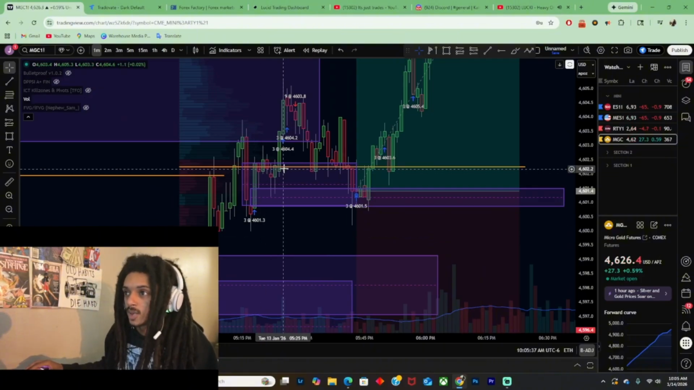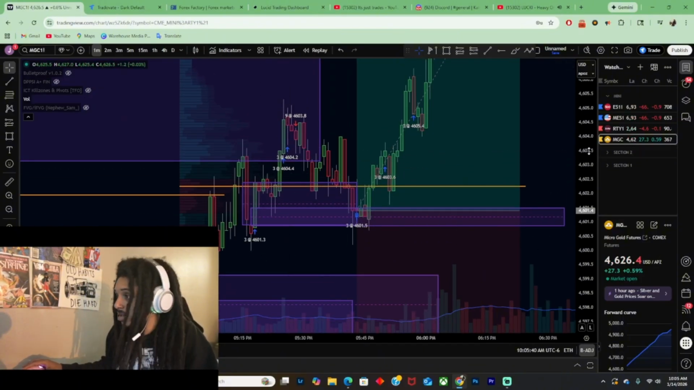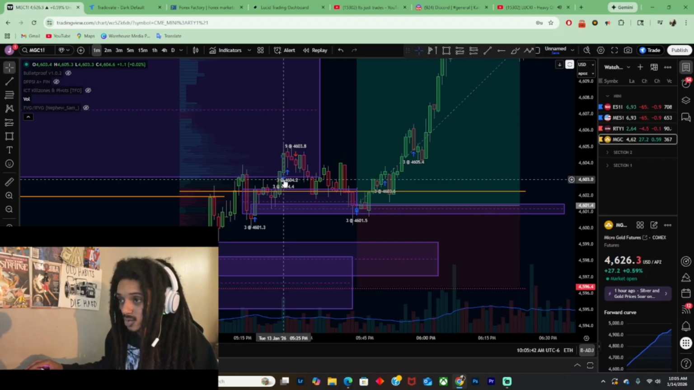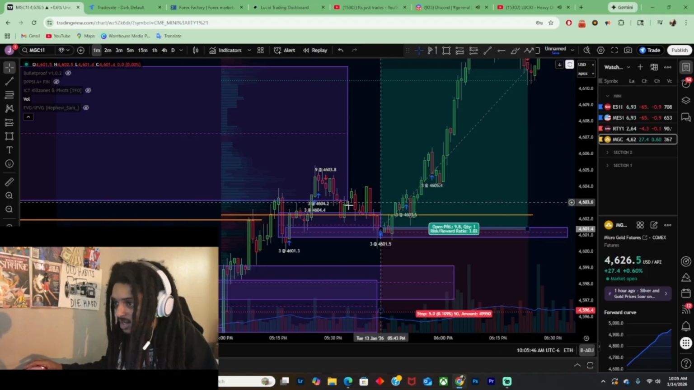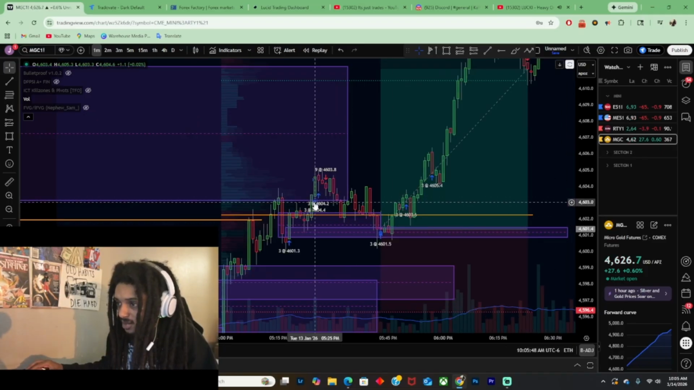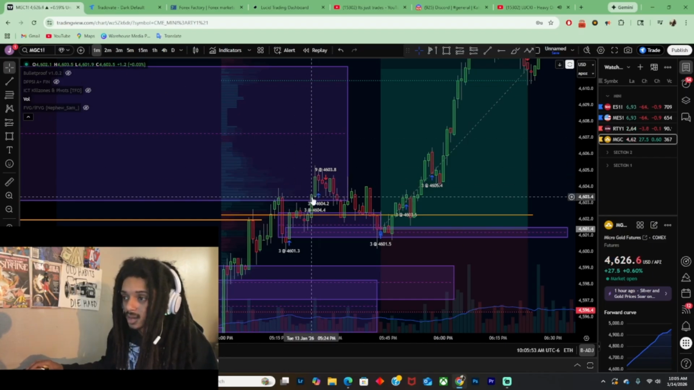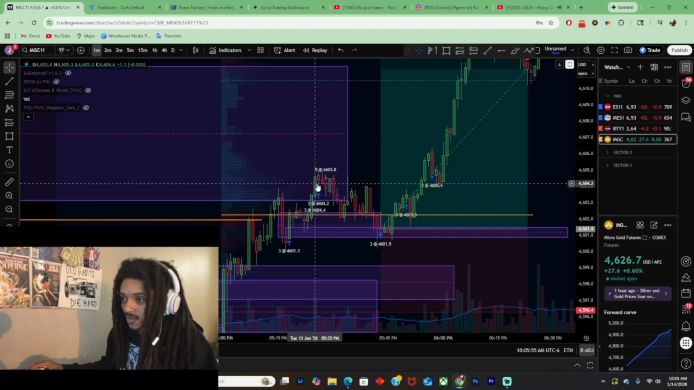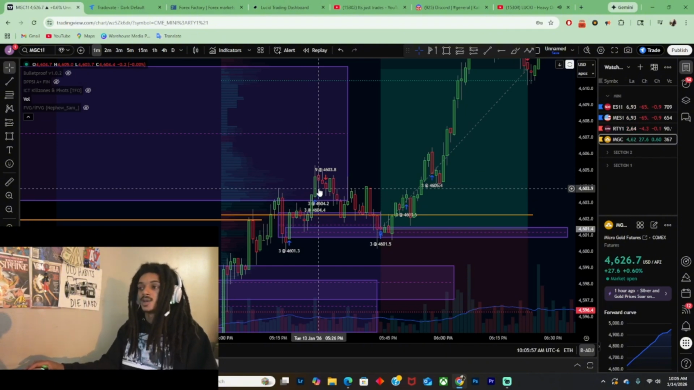So at this point, when we got this confirmation pushing above the point of control, I added 3 more contracts. And then this was low-key a dumb add because I already added here, but I added 3 more, just right on the next candle. Didn't really have a good reason to. I just wanted to scale in. I'm not gonna lie to you.